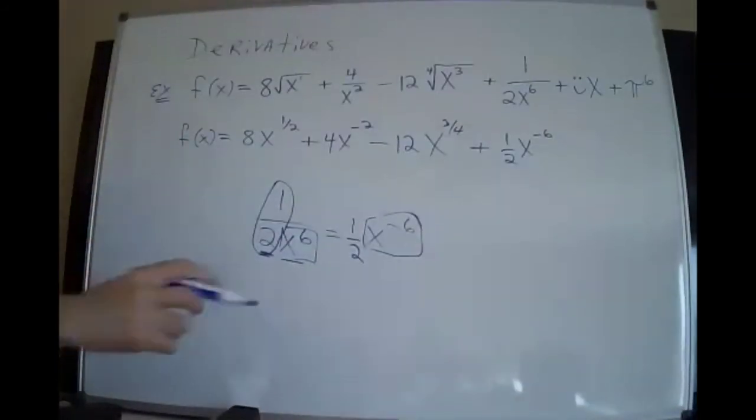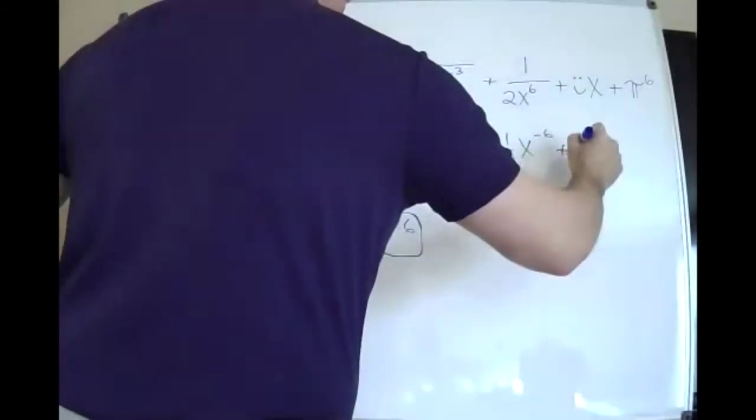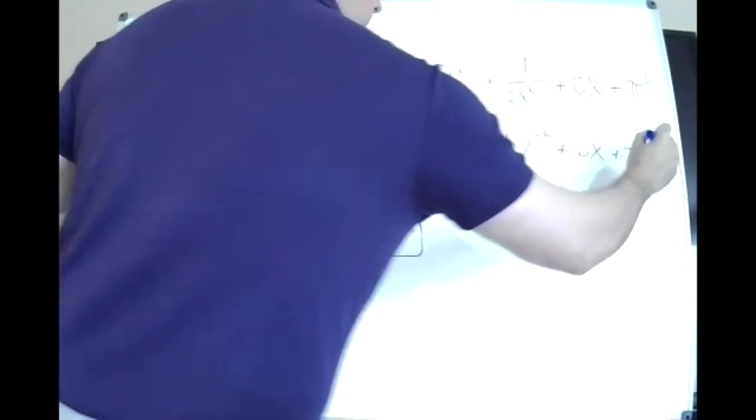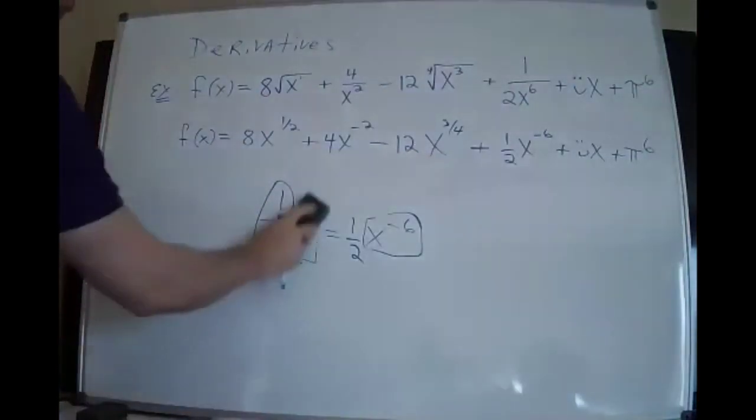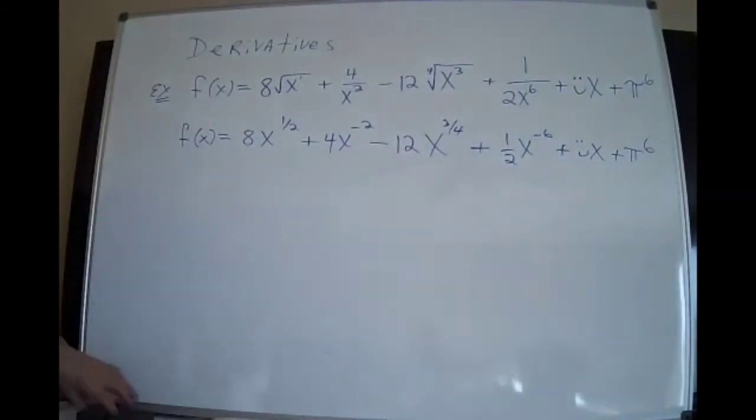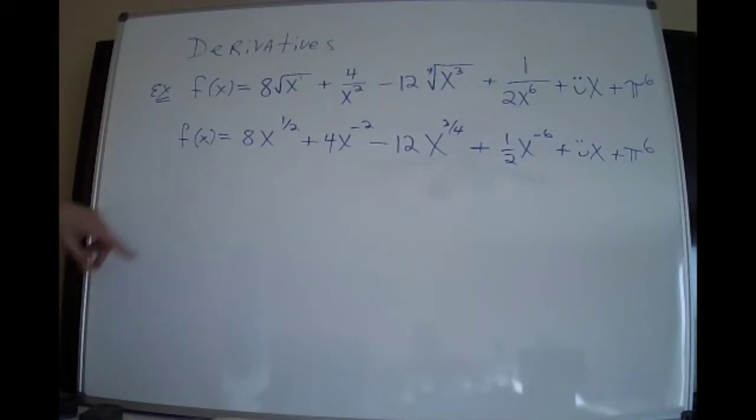Now, nothing else can be rewritten. I have my smiley face x, and I have my pi^6. Pi. I like pie. I don't like pie. Usually people put cinnamon in pie. Cinnamon, nasty. Some people like cinnamon, I don't care.